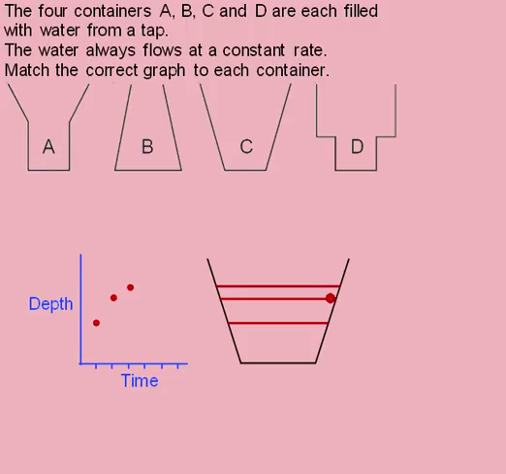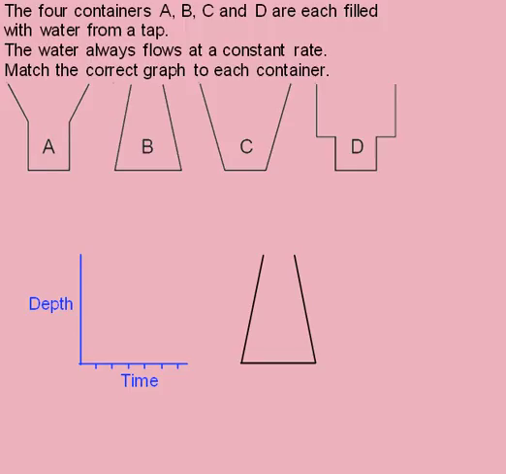Because the container's got wider still, the added depth won't be as much as in the previous second. I can plot that like this. After 4 seconds, the depth would be here, and I can plot that on the graph. I can join these points up, and I get a curved graph. Because the container is narrower at the bottom than at the top, you can see that for each second, the added depth decreases. The graph looks like this.